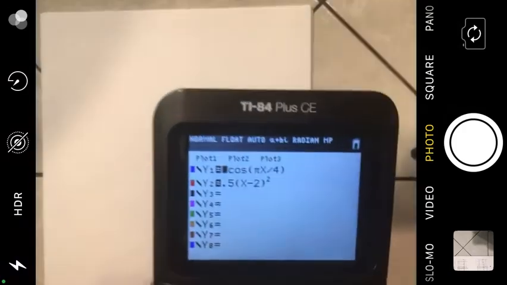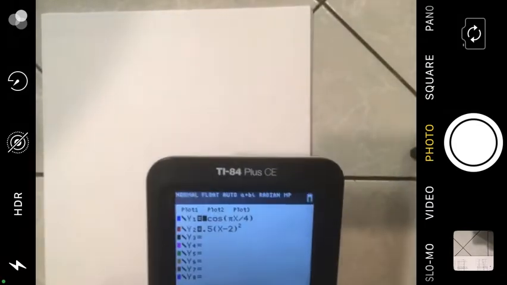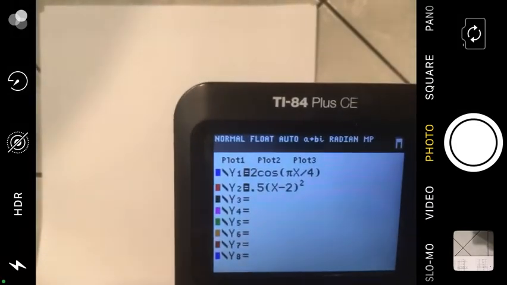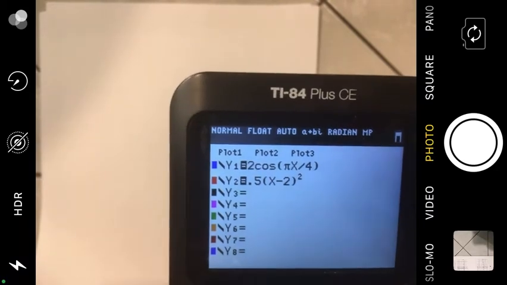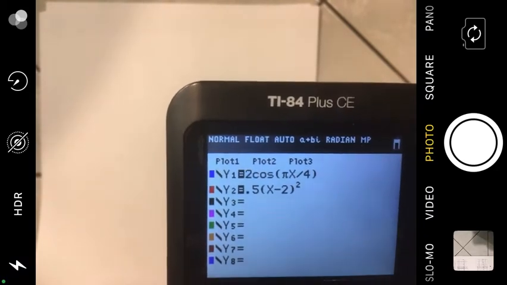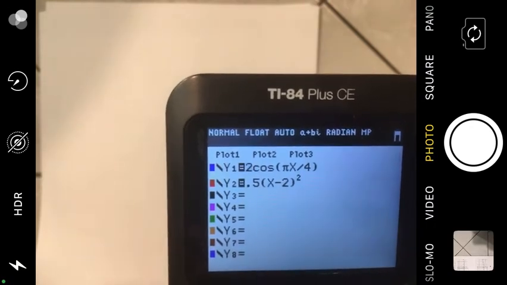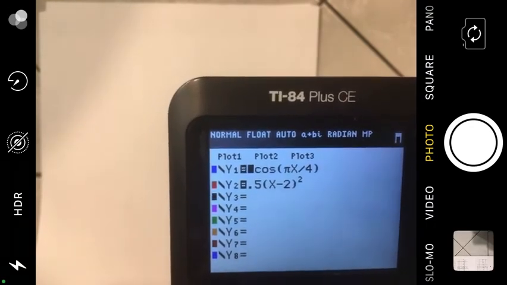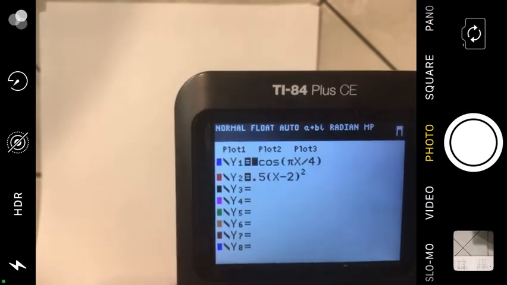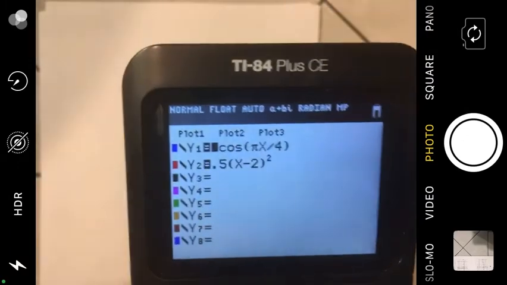All right, first problem I'd like to work on is number one from the test, the area between two curves. And the reason I had you make the graph is because that becomes really important. I'm going to make up a new problem for us: y equals 2 cosine of pi x divided by 4, and y equals 0.5 times the quantity x minus 2, squared. Okay, so those are those two.